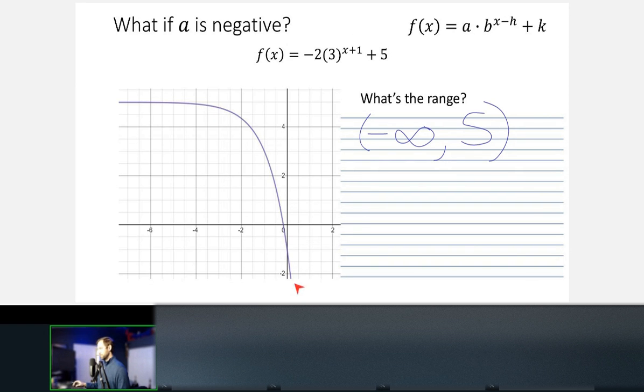This goes down forever, so the smallest y value we get to is negative infinity. The highest point we get to would be approaching 5, and that's based on the vertical shift. You probably have to zoom out to see how it gets really close to 5 but doesn't touch it. That's why it's a parenthesis and not a bracket. So least to greatest, from negative infinity up to but not touching 5. Range is bottom to top, least to greatest.